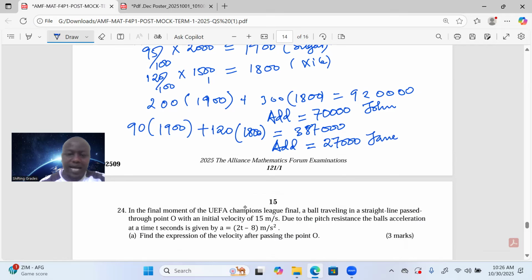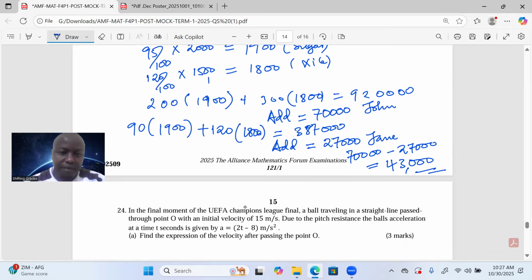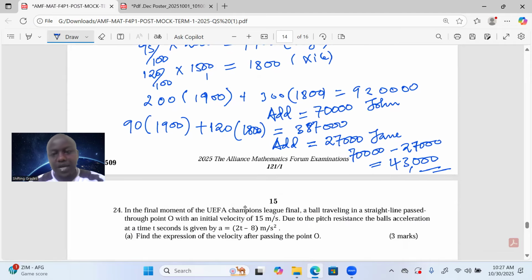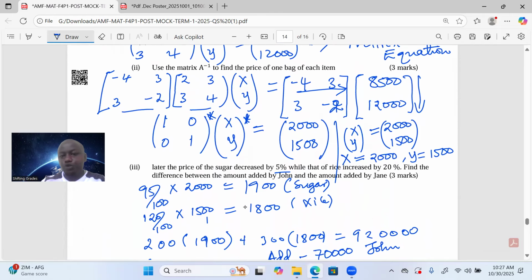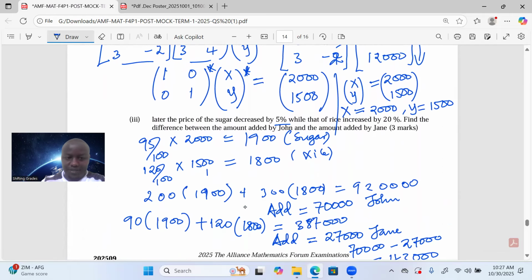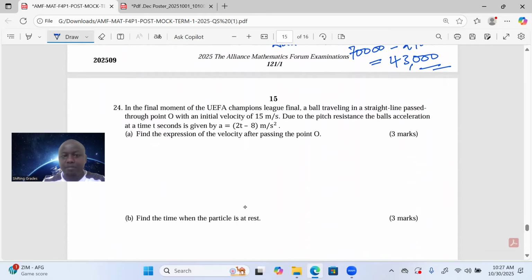Therefore, John will add 70,000 while Jane adds 27,000. So the difference in what they are adding means 70,000 minus 27,000. This gives us 43,000. That is the difference in the amounts added, assuming that they went to the same market to purchase the same number of items as they did before.